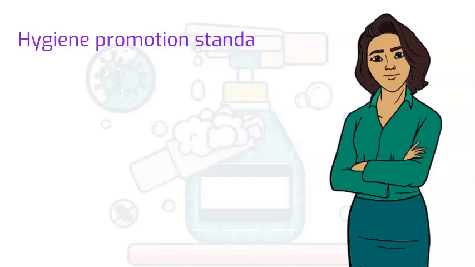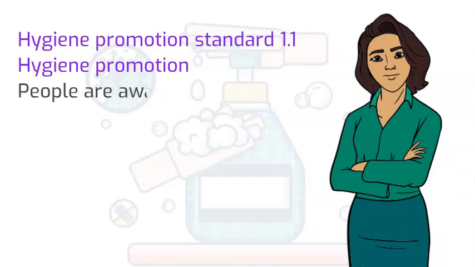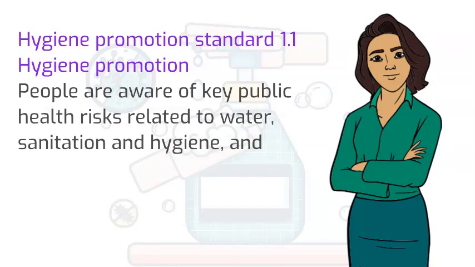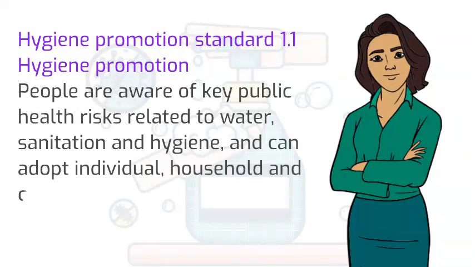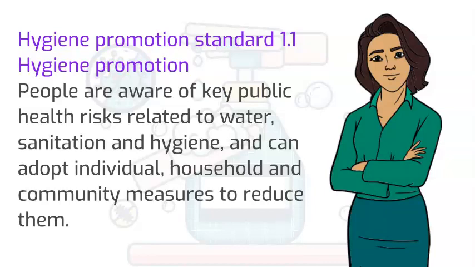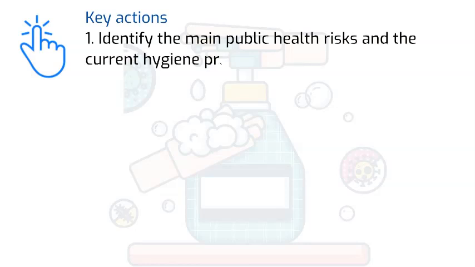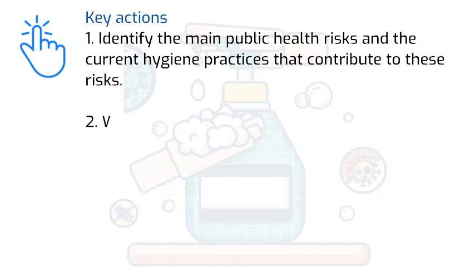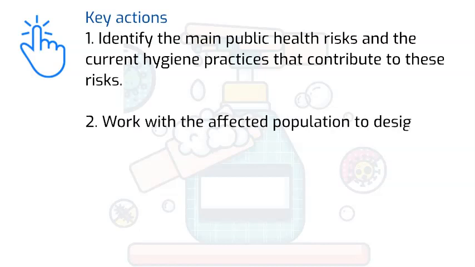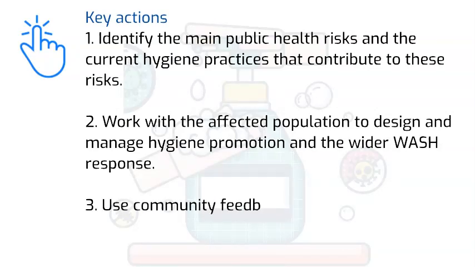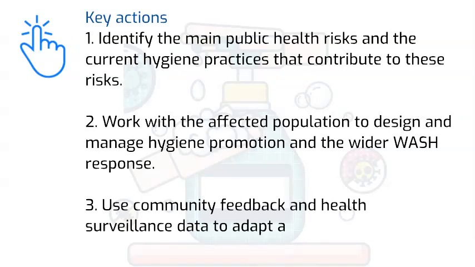Hygiene Promotion Standard 1.1. Hygiene Promotion. People are aware of key public health risks related to water, sanitation and hygiene, and can adopt individual, household and community measures to reduce them. Key Actions. 1. Identify the main public health risks and the current hygiene practices that contribute to these risks. 2. Work with the affected population to design and manage hygiene promotion and the wider WASH response. 3. Use community feedback and health surveillance data to adapt and improve hygiene promotion.